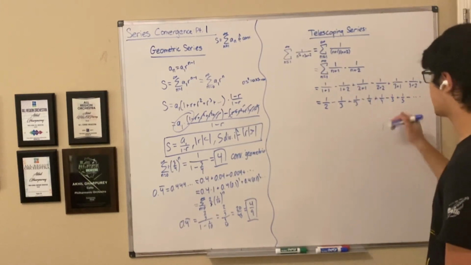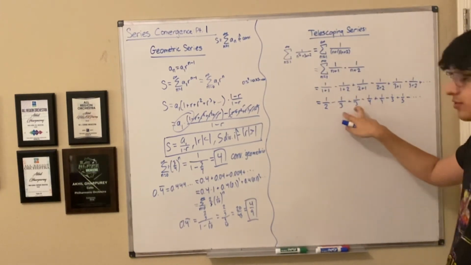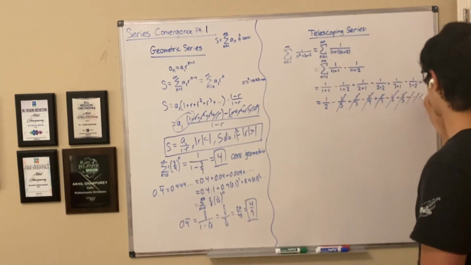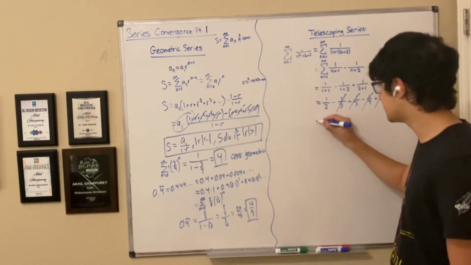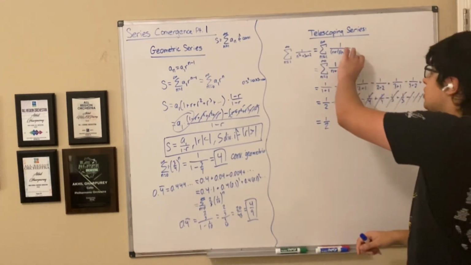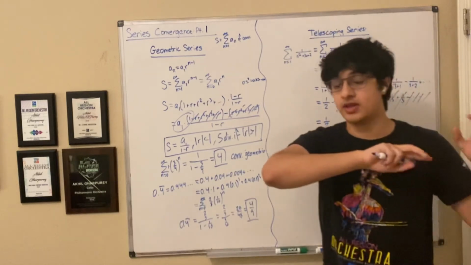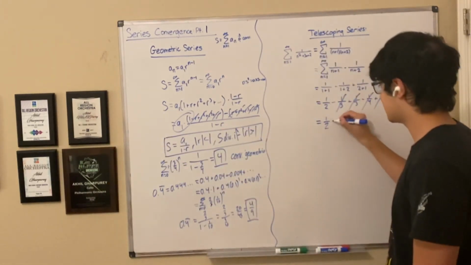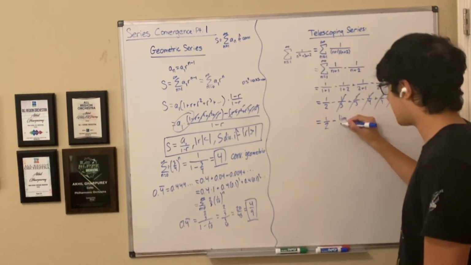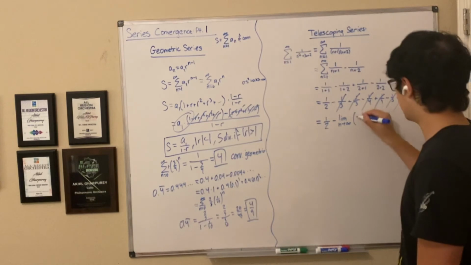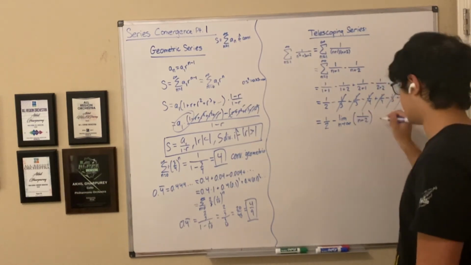Now, you see here we have a minus and plus, but both are the same. So we can go ahead and cancel everything right here. But we shouldn't be too hasty to say that this is 1/2, because there's still going to be a 1 over n plus 2 that's being subtracted infinitely far away. So what I'm going to say is that this is equal to 1/2 minus the limit as n goes to infinity of 1 over n plus 2.